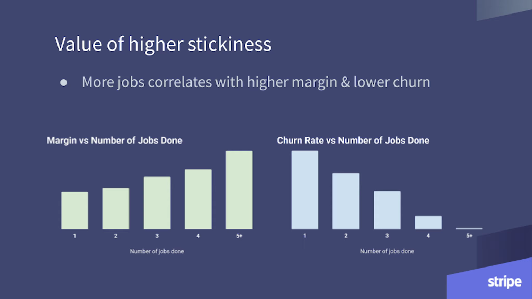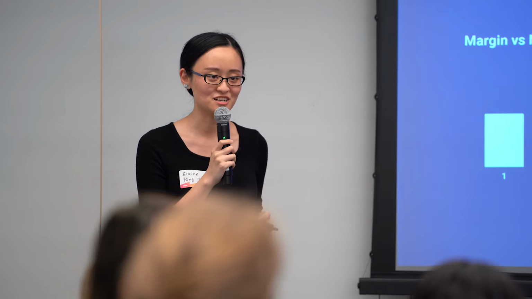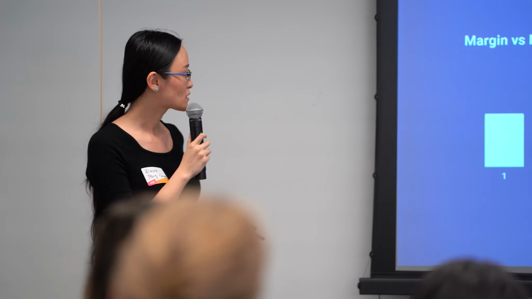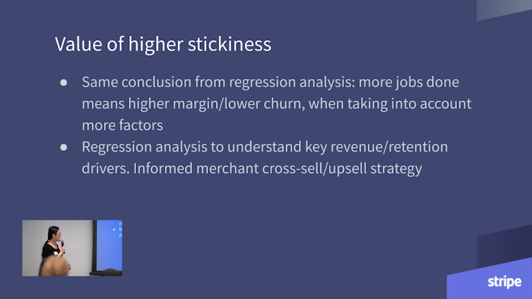And we proved that more jobs done is actually correlated with higher margin and lower churn rates based on the graphs. And we always conceptually know about it, and it's great to actually have a sense of what the added value of more jobs is. So we also use regression analysis, taking into account more factors that might affect churn and margin in addition to the number of jobs, which draws the same conclusion. The impact of higher stickiness is still pretty significant.